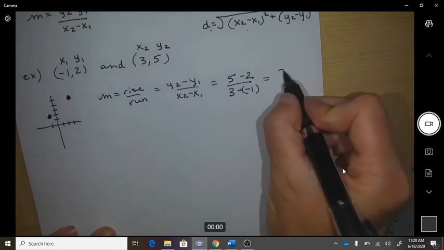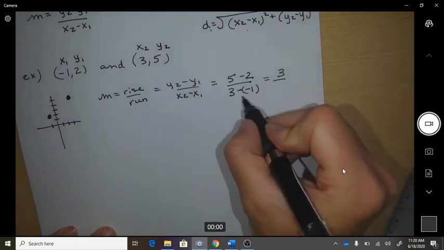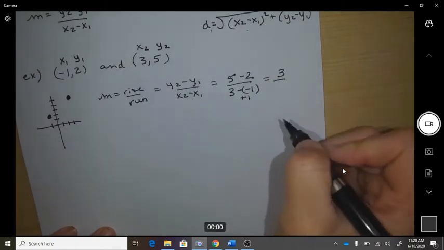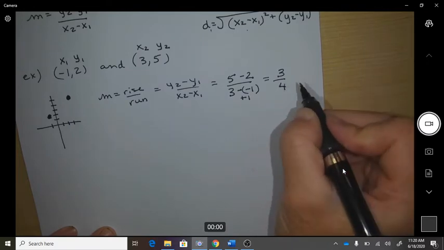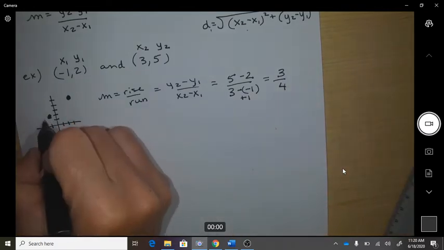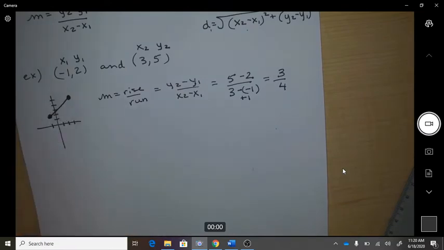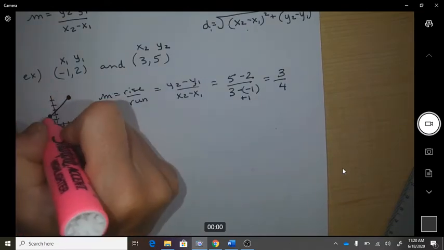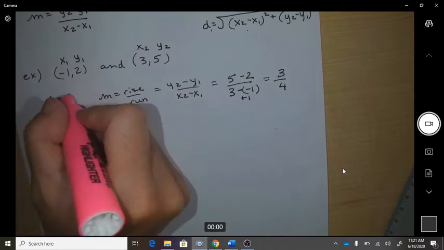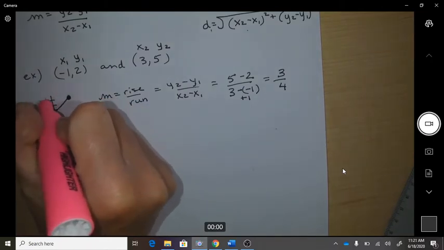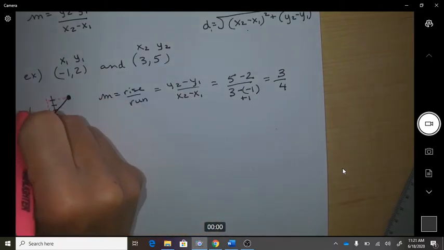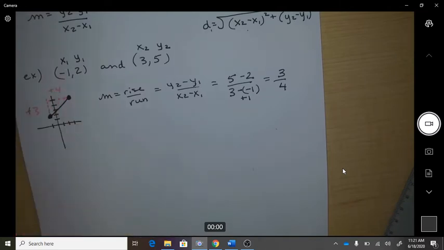So 5 subtract 2 is 3. Don't forget here, subtracting a negative adds it. So then that's 4. So the slope is 3 over 4. In other words, to physically move from this point to that point, I had to go up 3, right 4. And it does get me there, right? Physically, up 3, right 4 gets me to that point.